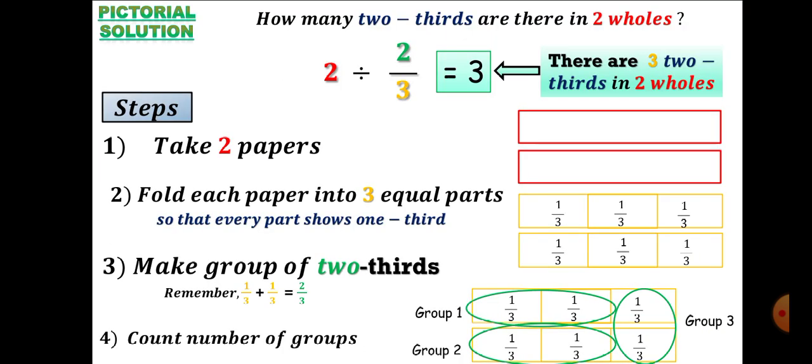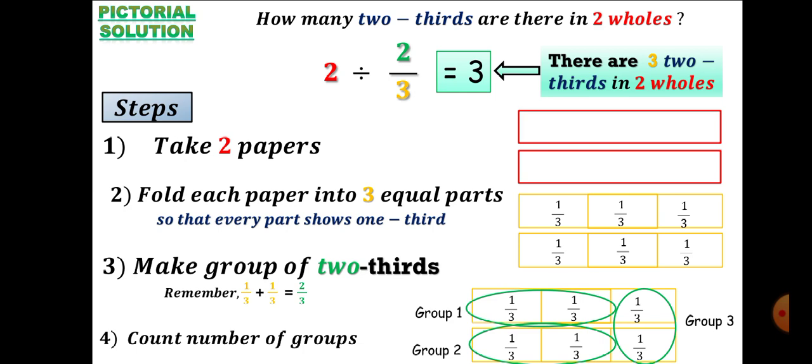Let's take the pictorial solution again. How many 2/3 are in 2 wholes? Now we have to look at how many 2/3 we can find in 2 wholes. For that we have to do 2 divided by 2/3. So 2 over 1, then the KCF method, and I'm going to get 3. So there are 3 groups of 2/3 in 2 wholes.